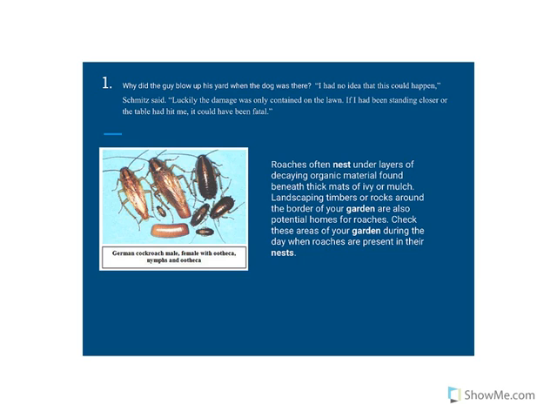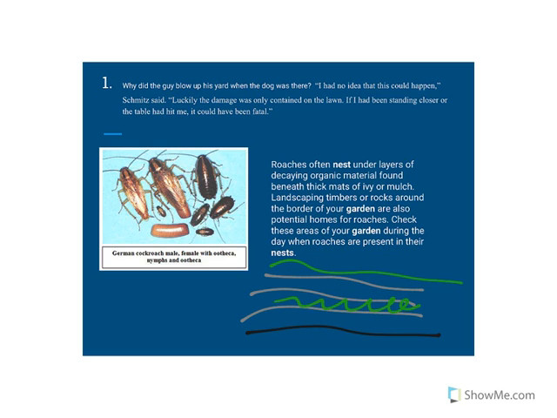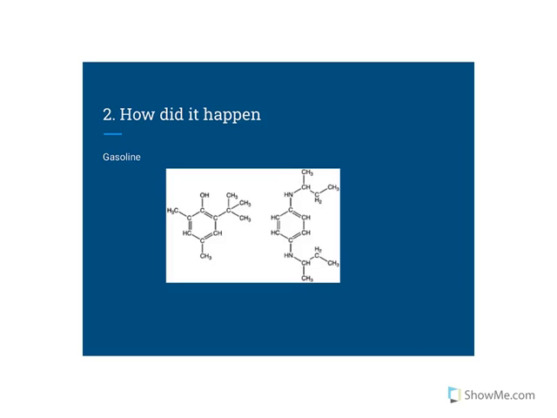Cockroaches nest under layers of decaying material. So if you have the ground down here, and then you have different layers of stuff with leaves and all kinds of other junk, and then you have grass on top of it, there can be little burrows under here that they can grow in and lay eggs, and so on and so forth. So he was trying to get rid of these guys. And so how did it happen? Which was another question. He used gasoline.